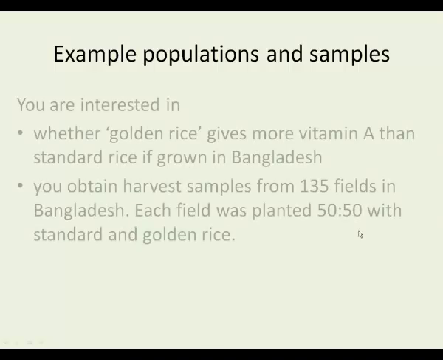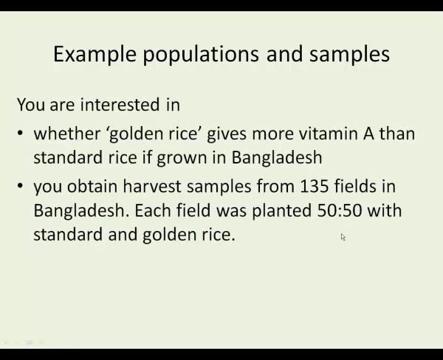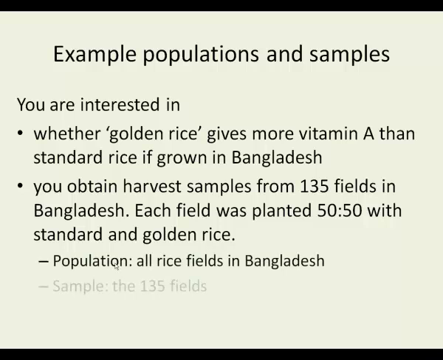This time I'm not going to rabbit on about the next one. You want to know whether golden rice is going to work, giving more vitamin A than standard rice if you grow it in Bangladesh. So here's your technique. You can't check all the fields in Bangladesh, so you get 135 fields, that's your sample. Plant each field 50-50, so half the field you plant golden rice, half the field your standard or traditional rice. Then you see what you get. See what the yield is at the end, and test the yield for vitamins. So here the population is all rice fields in Bangladesh, the sample is the 135 fields.